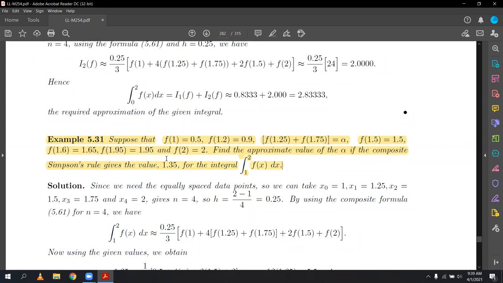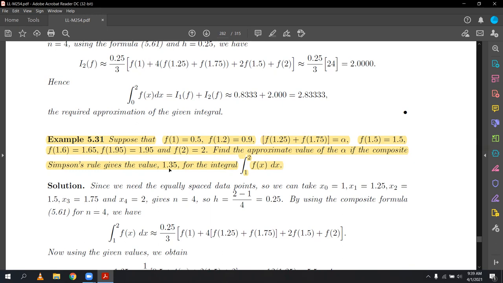You say, we are given the data. F of 1 is 0.5, F of 1.2 is 0.9, F of 1.25, F of 1.75 is alpha. F of 1.5 is 1.5, and this data is given. And I say, find the approximate value of alpha if the composite Simpson rule gives you 1.35 for this integral. Now, when I give this problem in the exam, as I told you, in exam, I never mention the Simpson rule or T rule. I mention best numerical integration rule. So my question is, in the exam, find the approximation of alpha where this definite integral value is 1.35 using the best integration rule.